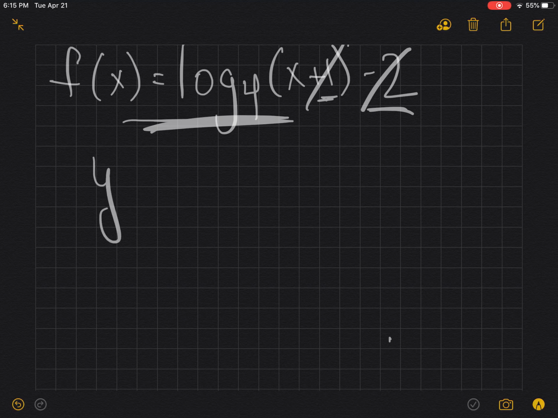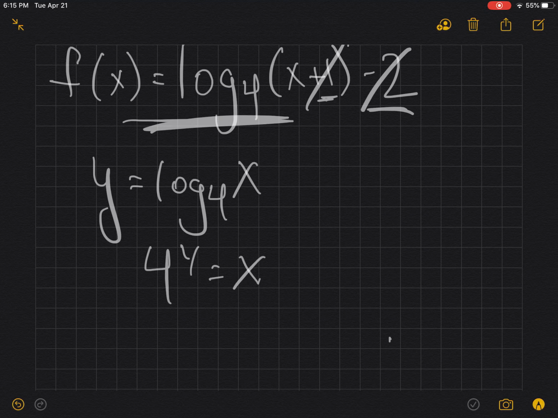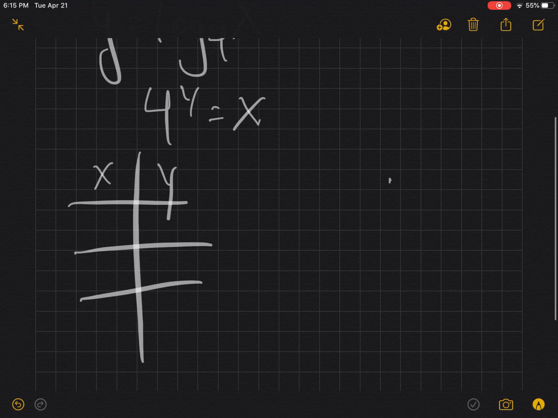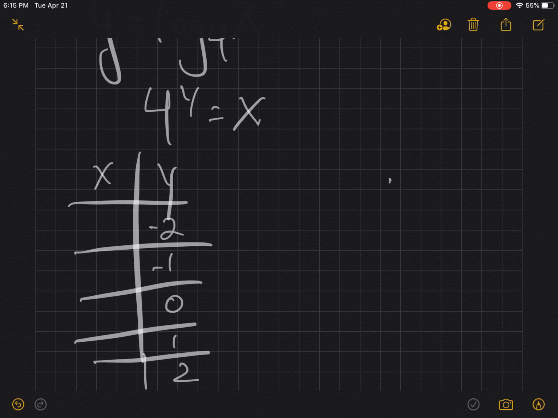So start by changing this f of x to y. And we're going to rewrite the equation as you learned before. So that would be 4 to the y equals x. You're going to make your table of values. And I'm going a little quicker now because you already know what's going to happen here from the previous examples.